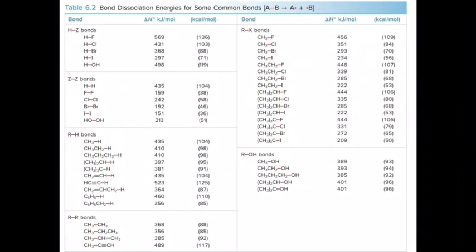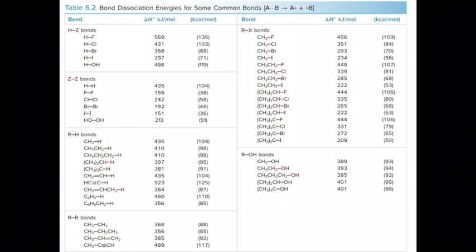So here's a table that lists different bond dissociation energies for some of the most common bonds. You learned in general chemistry that bond energy is related to bond length. The shorter the bond, the greater the bond energy. And the longer the bond, the weaker the bond energy.